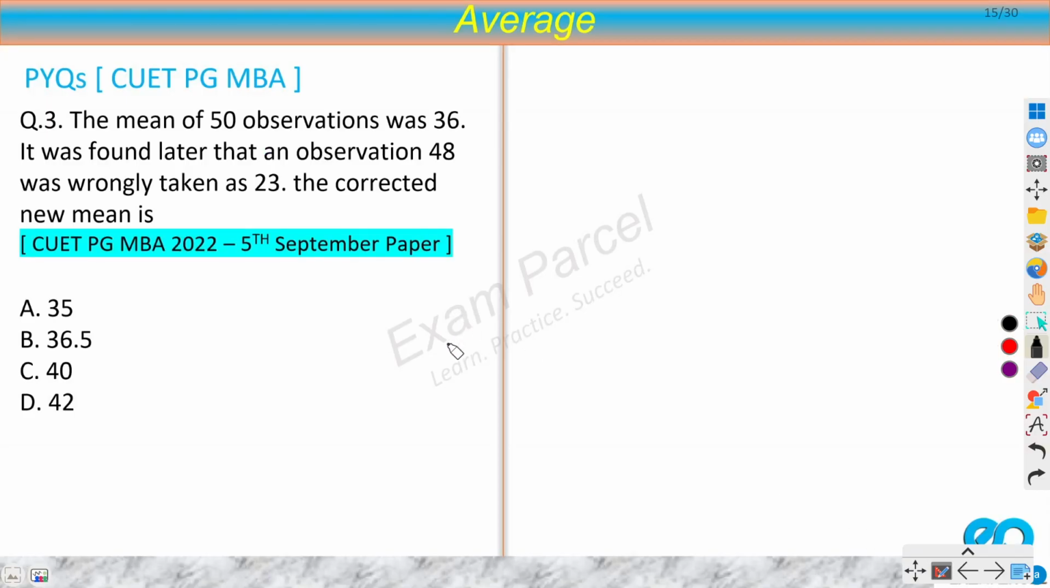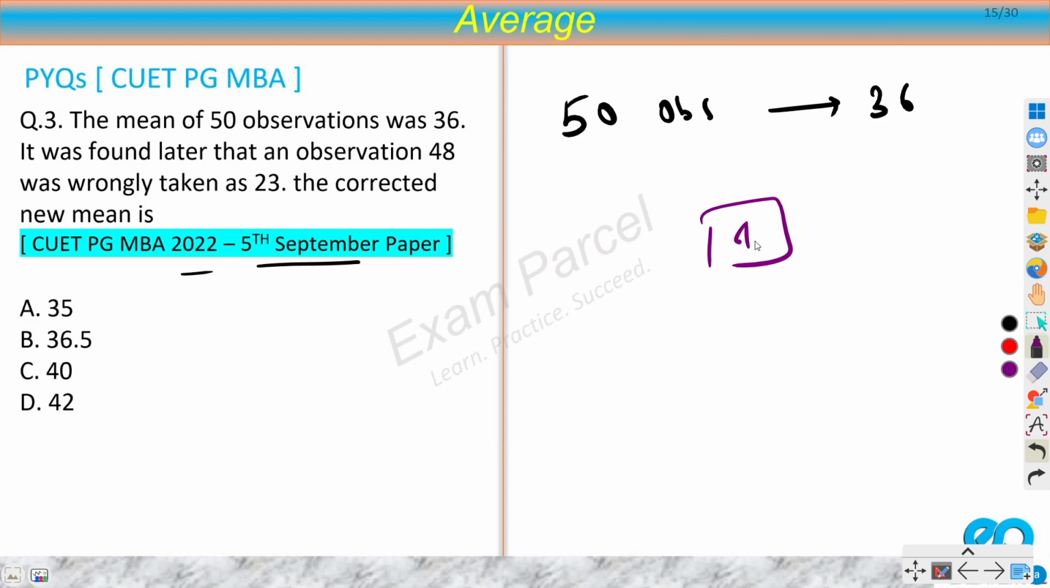Okay, now we can move on to the third question. This is again from the 5th November paper of 2022. The mean of 50 observations was 36. It was found later that an observation 48 was wrongly taken as 23. The corrected mean is? So there are 50 observations and we have mean 36. Now it says that there was an observation which was 48, but I misread this as 23.